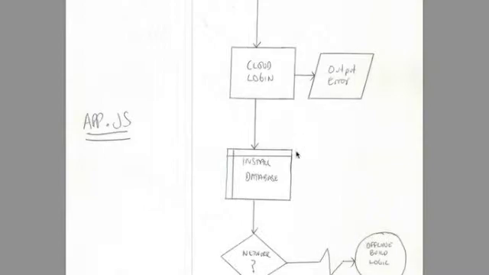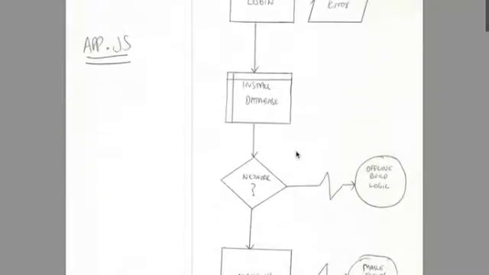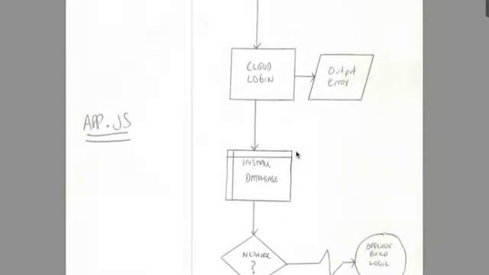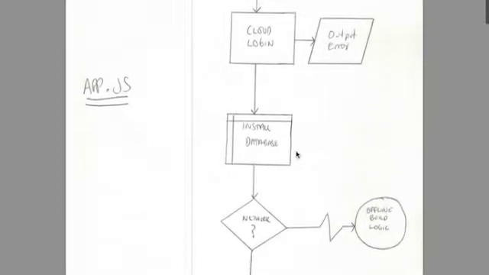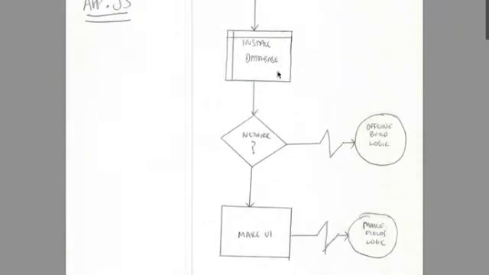My flowchart right here, I broke it down into the JavaScript files that I have and the functions and listeners that are in there. So this is the main app.js right here. You start, it does the cloud login, outputs an error, installs the database, and then it does a network check. If it gets a yes, it'll do make UI. If it gets a no, it'll do the offline build logic.